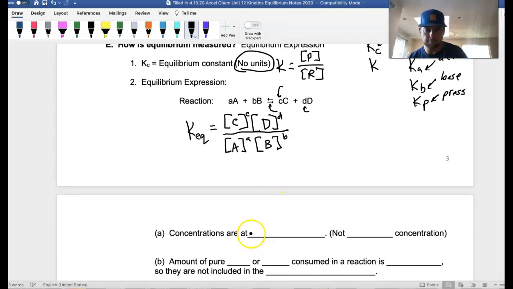And these are only taken at equilibrium in this case. Not like your starting concentration or your initial.